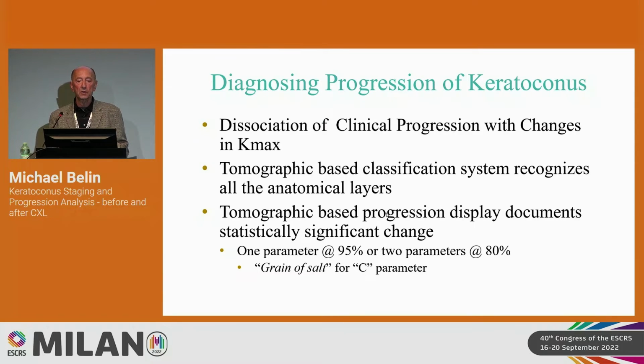And normally what I use is any single parameter, and I'm going to give you a little aside on that, at the 95% level, or any two parameters at the 80%. For those of you who can do the math, two parameters at 80% is basically the equivalent of one parameter at 95. With that, I will tell you that clinically, I take the C parameter with a little bit of a grain of salt. You know what taking something with a grain of salt means?